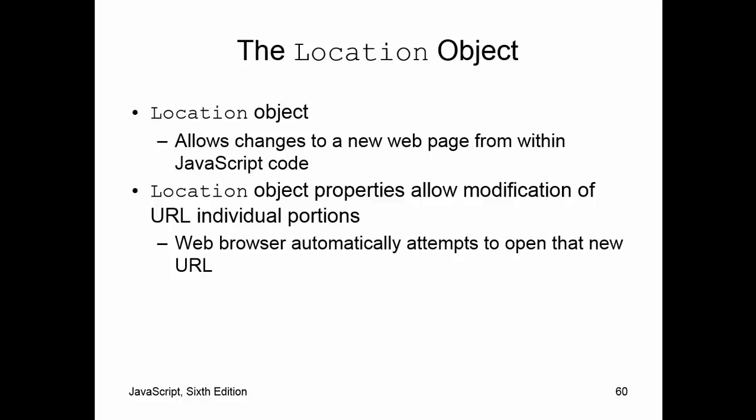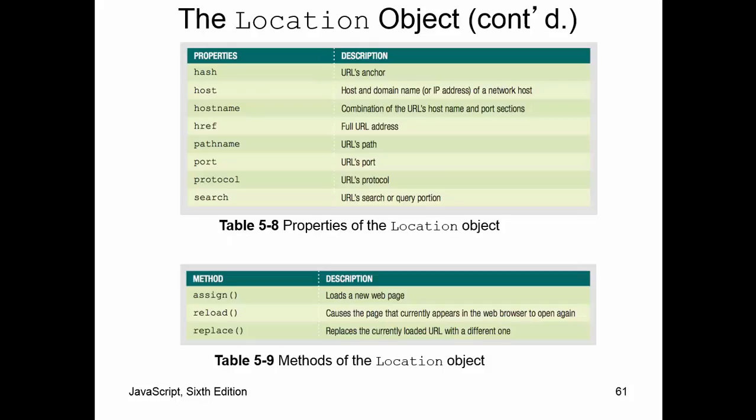All right, the location object has different properties that allow you to modify the individual portions of a URL. Here you can see the properties in table 5.8, which is on the middle of page 343. Ideally, at least, when you look at those, most of the things that are in there are pretty self-explanatory. You also notice that you've got three methods. The assign to load a new page, the reload, which causes the page that's currently in there to open again, and the replace, which replaces the currently loaded URL with a different URL.